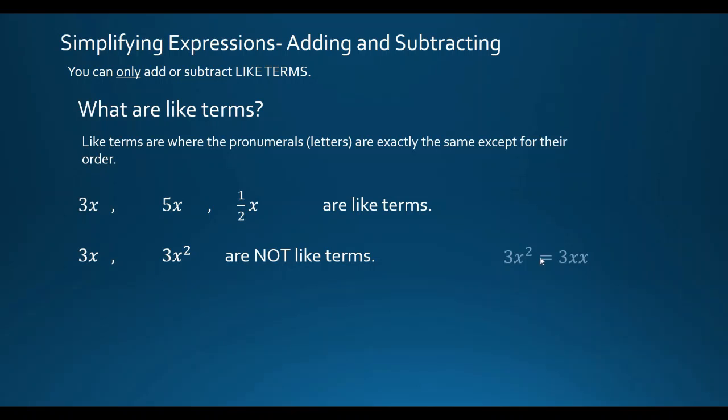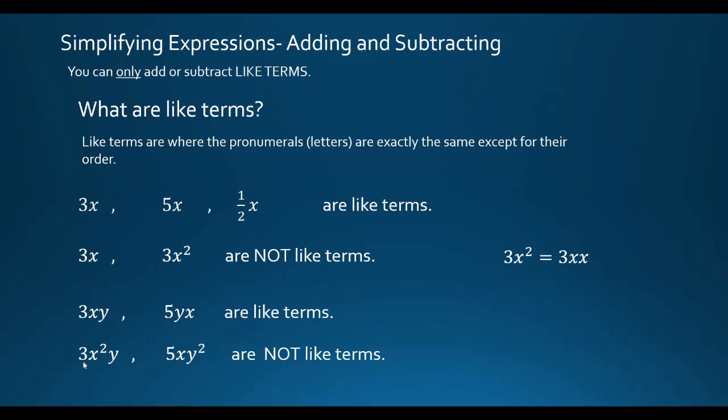Yes, they both have an x in, but don't forget, 3x squared is 3 times x times x. So therefore, it's not the same as 3x. Doesn't matter about the coefficients, that would be the same even if that was a different value other than 3. 3xy and 5yx are like terms because they both have one x and one y multiplied together. Remember, x times y is the same as y times x. So yes, they are like terms. The order doesn't matter as long as the pronumerals are the same.